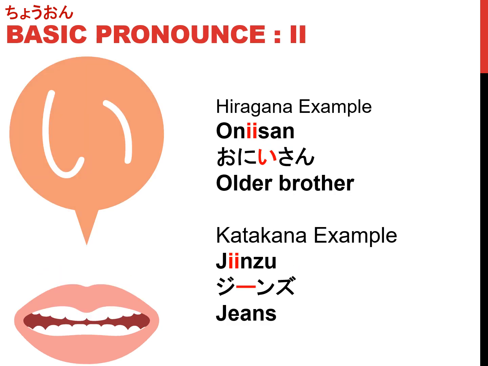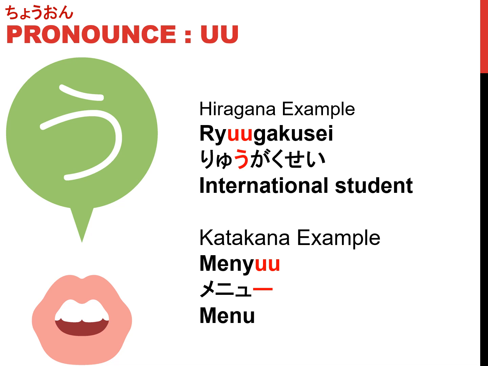When there are two I's in a row, let's see the difference between hiragana and katakana while pronouncing them. Hiragana example, oniisan. Katakana example, jiinzu. When two U's appear in a row, let's see the difference between hiragana and katakana while pronouncing them.